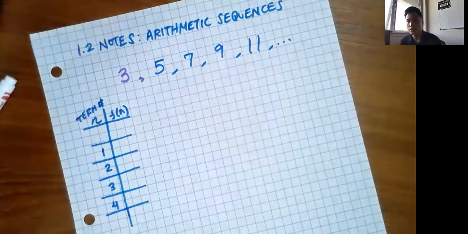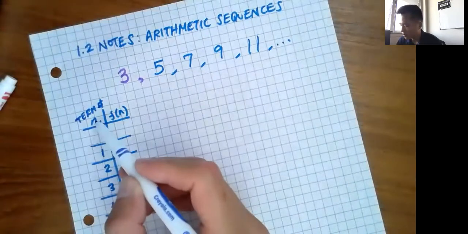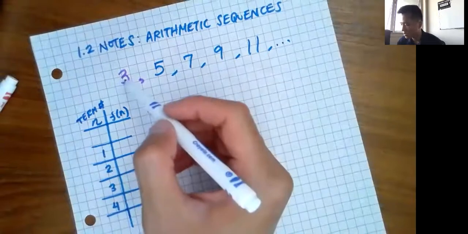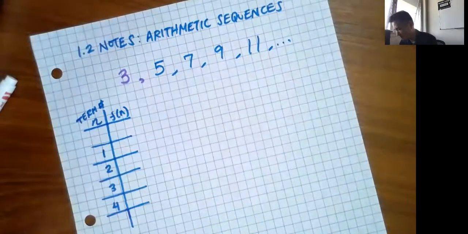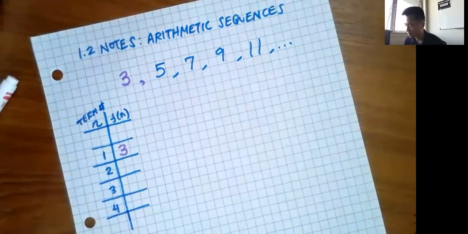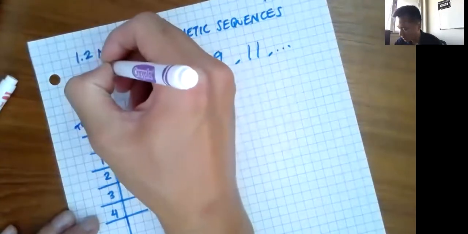And now we can fill out this table based on the sequence. N is the term number. So when n is 1, that's the first term. That's the very first term in the sequence. That's right here. That's 3. I'm always going to use purple for my first term in these notes. I'm going to annotate that too. This 3 right here, that's the first term.